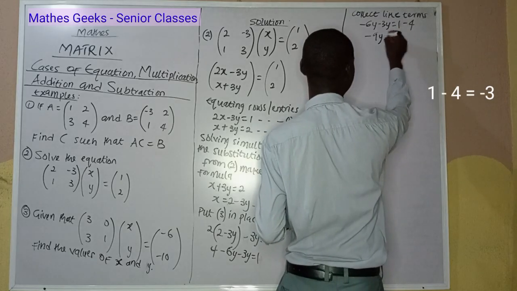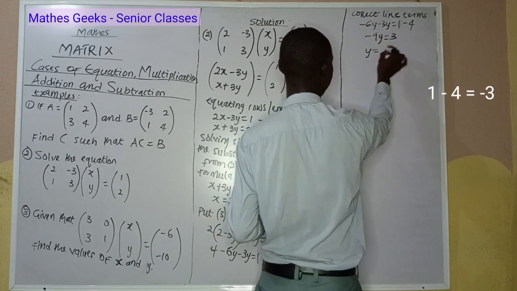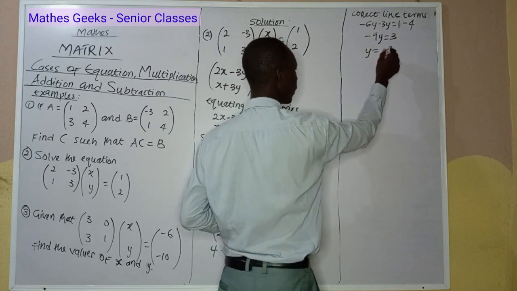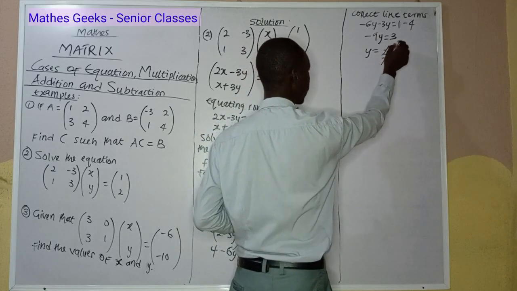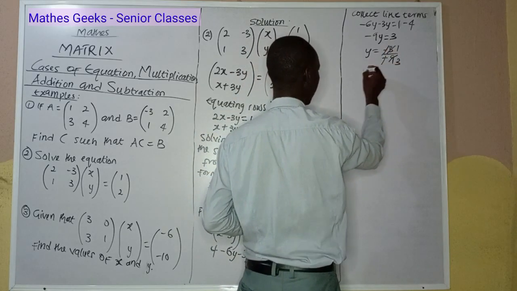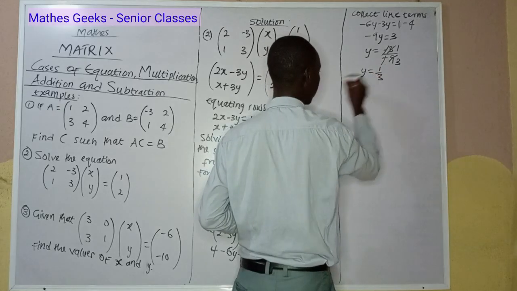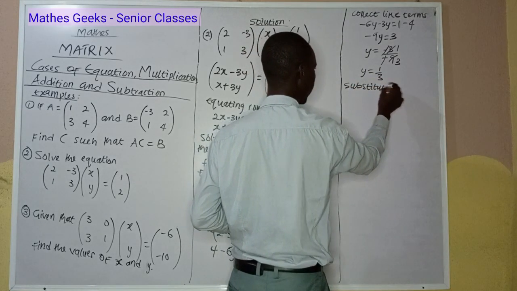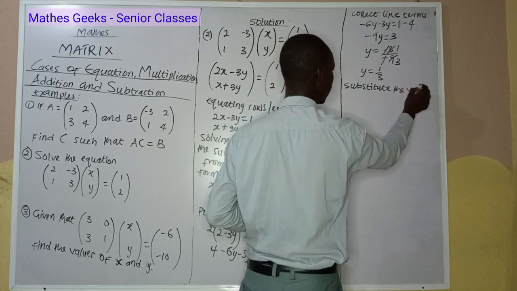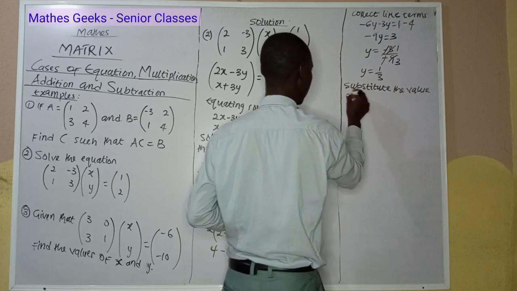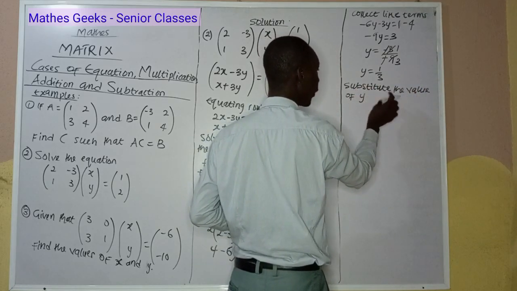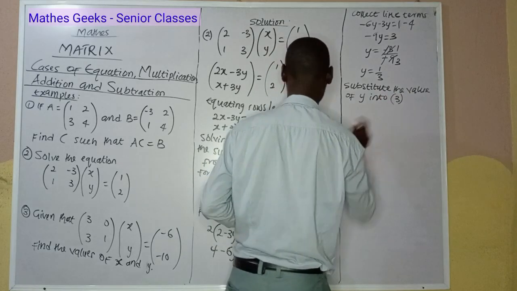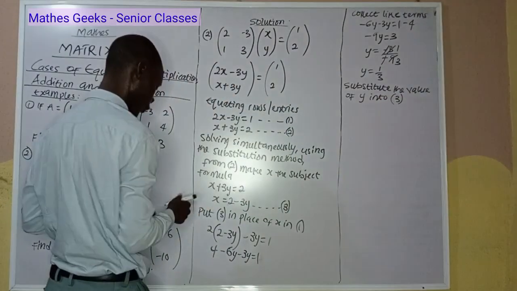1 minus 4 is 3. So y is equal to minus 3 over minus 9. The minus sign is going to cancel out. 3 here, 1, 3 here, 3. So y is equal to 1 over 3. Substitute the value of y into equation 2, which is this equation.